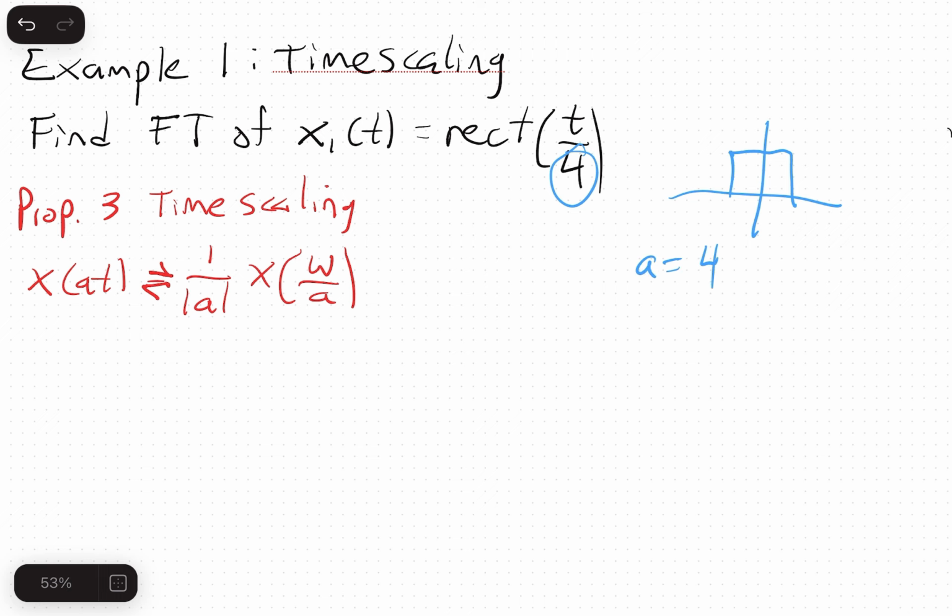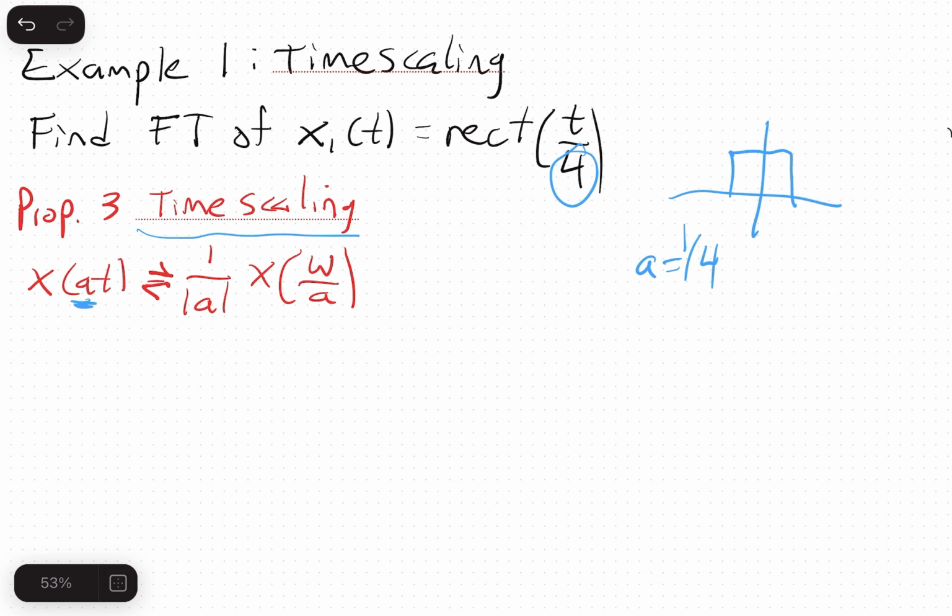Okay, so we can use property number 3, which is time scaling, which states that if we have an expression x of t scaled by a factor a, it will be transformed into 1 over the absolute value of a times the Fourier transform of that pair.